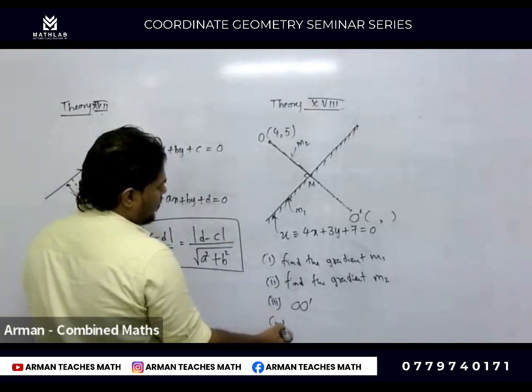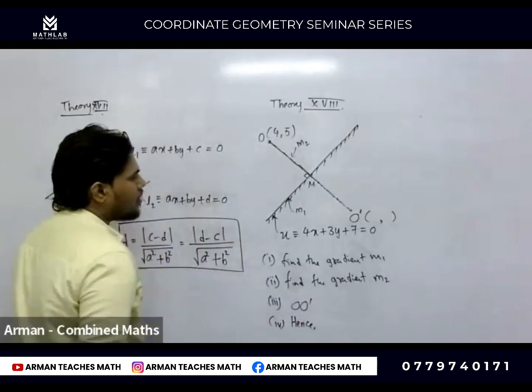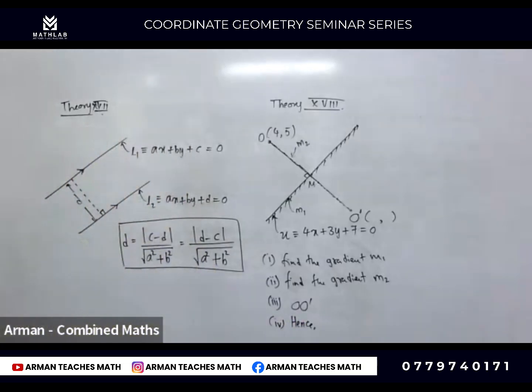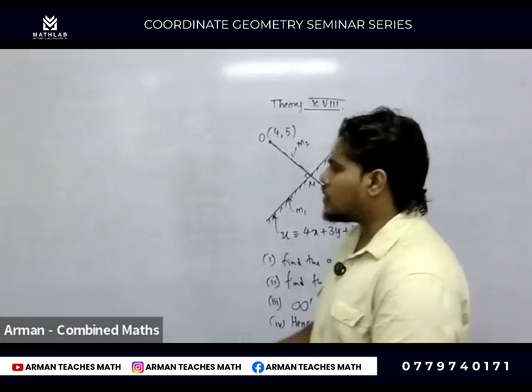Question number 4. Hence, find the coordinates of point O dash. Hence, find the coordinates of point O dash. Find the gradient of m1. So let's take the first question.